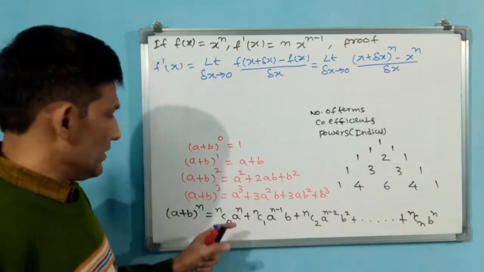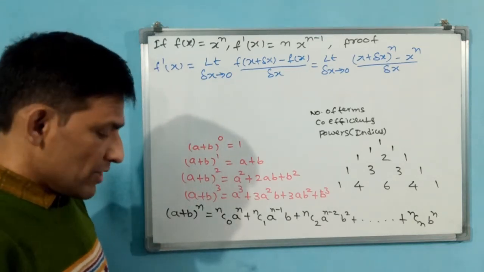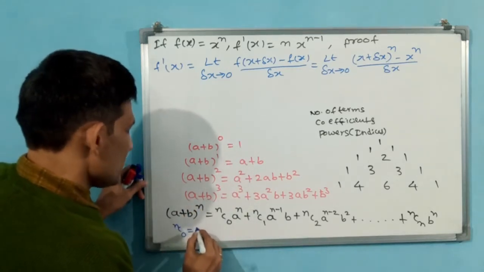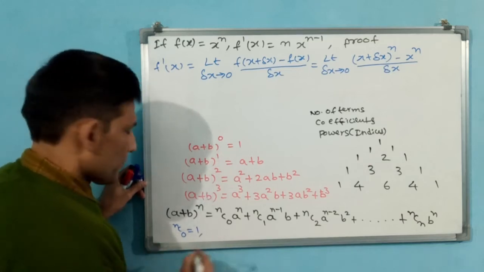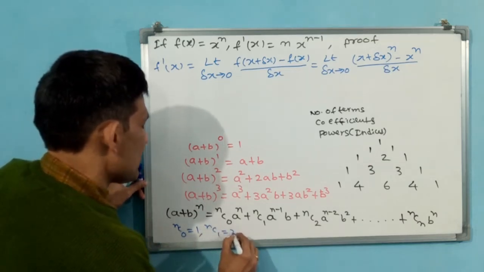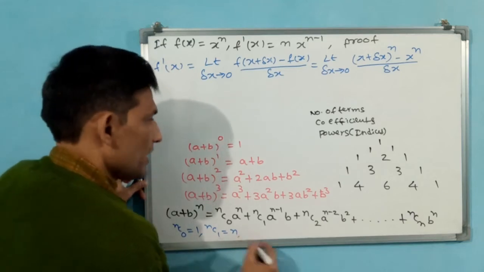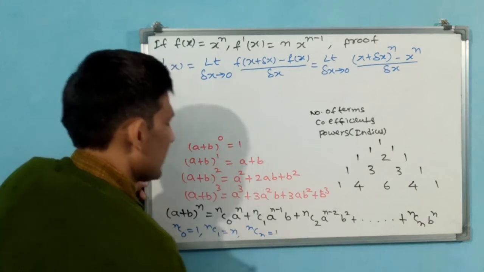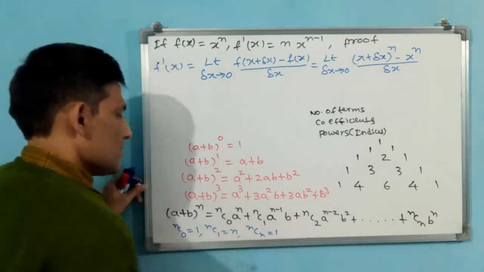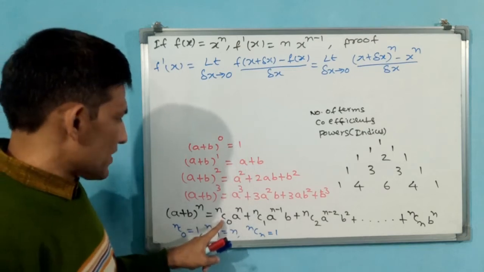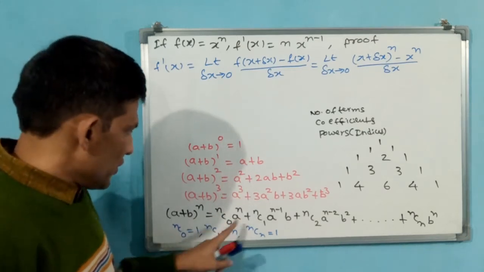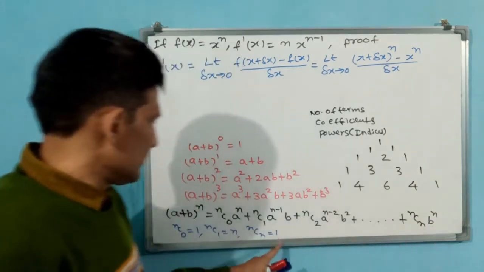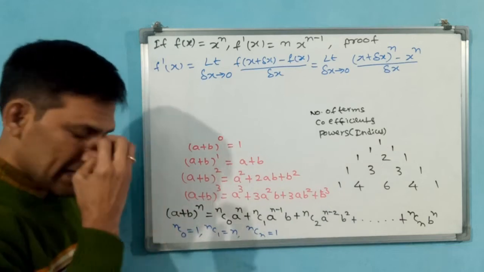You understand it carefully now. See, NC0 value is 1. Okay. NC1 value is n. And the NCN value is also 1. Then you can understand carefully. That means the first term NC0 means 1, NC1 means n, NCN means 1. These 3 values, if you know, you can understand it carefully.